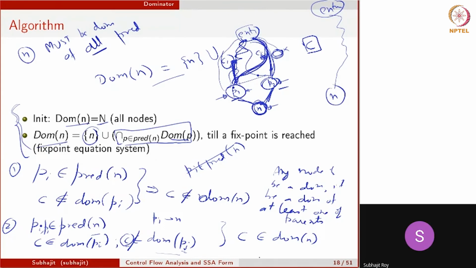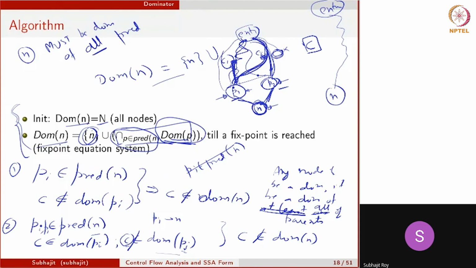So yeah, this also cannot be. So this says that it must be a dominator of all its predecessors, not at least one. Right? And this equation is just saying that. It is saying take the node N and take the intersection of the dominator sets of all the predecessors, because it must be a dominator of all the predecessors.